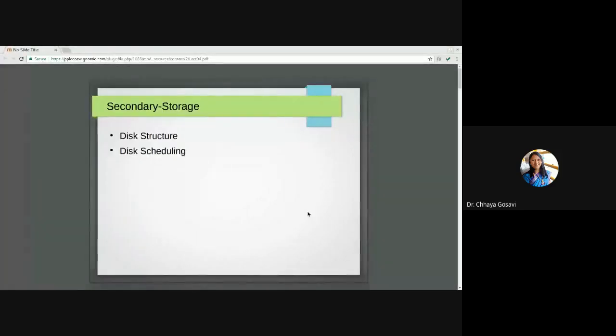If there are no queries, we'll move to the second topic. The next topic is disk structure. We are moving towards the disk scheduling part. Disk means a hard disk or secondary drive. So first we'll see disk structure and then disk scheduling.